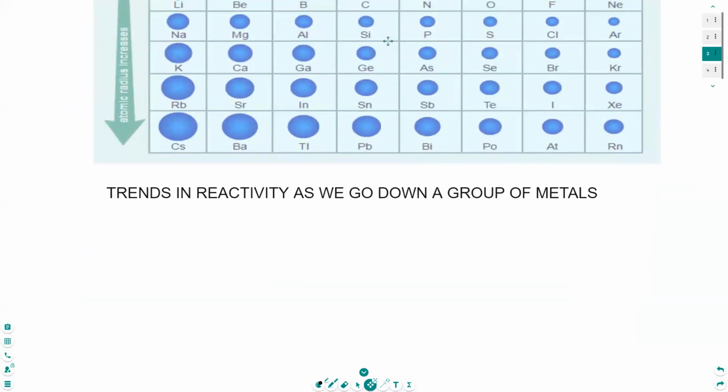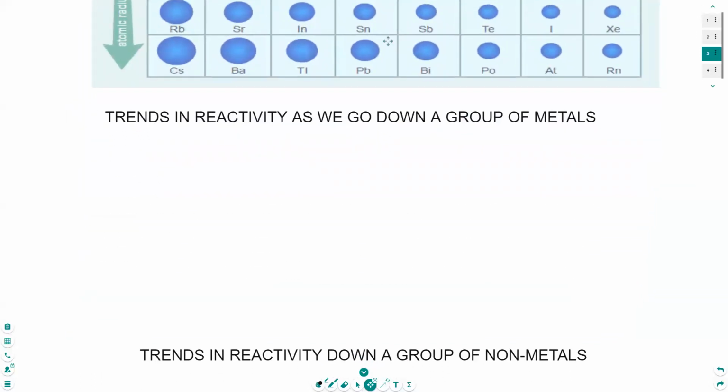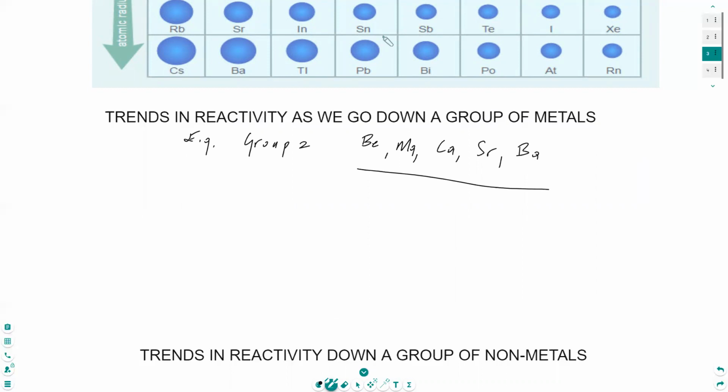So with that being said, we will definitely see certain trends if we are looking at a group of metals. For example, if you're looking at group 2, we would start off with beryllium, then magnesium, then calcium, strontium, then barium. In these elements, as we are going down the group of metals, we are going to observe that the metals are getting bigger and bigger.